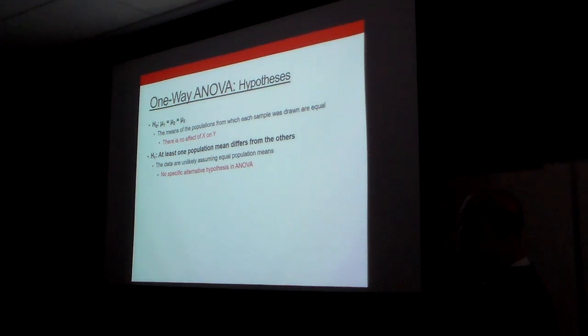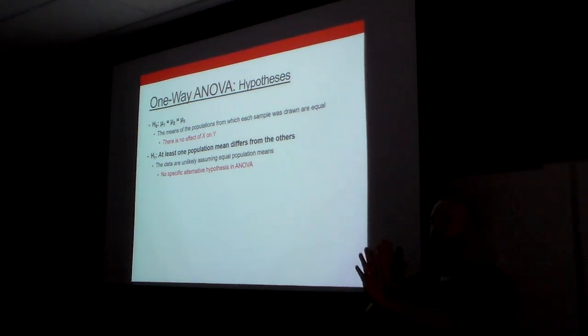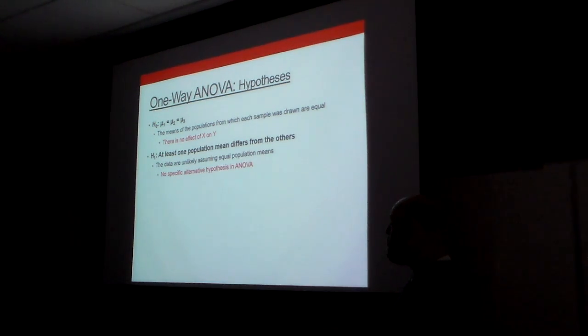If we reject the null hypothesis and find support for our alternative hypothesis, we're saying that these data are unlikely to have occurred, assuming that the populations from which each one of these samples are drawn are equal to one another, okay? The thing to remember here is there's no specific alternative hypothesis in ANOVA, okay?